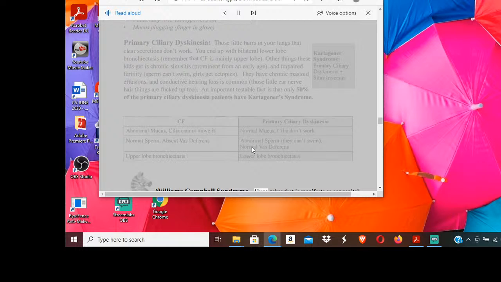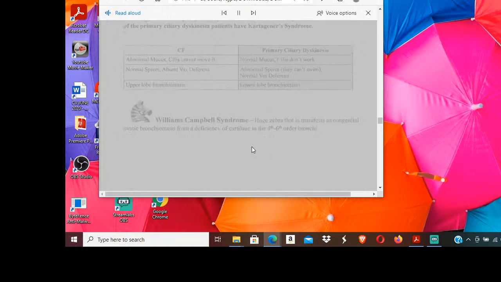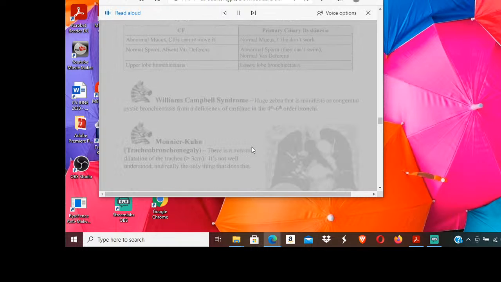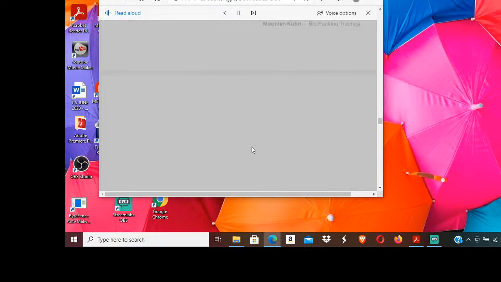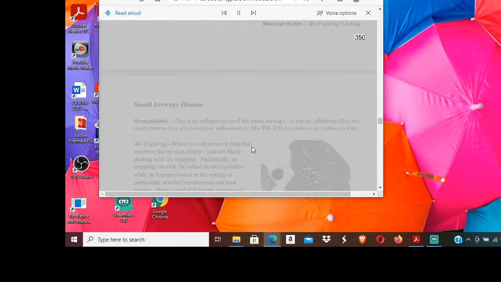Williams-Campbell syndrome, a huge zebra that manifests as congenital cystic bronchiectasis from a deficiency of cartilage in the 4th to 6th order bronchi. Mounier-Kuhn, tracheobronchomegaly, there is a massive dilatation of the trachea, over 3 centimeters. It's not well understood, and really the only thing that does this. Mounier-Kuhn, big trachea. 350.